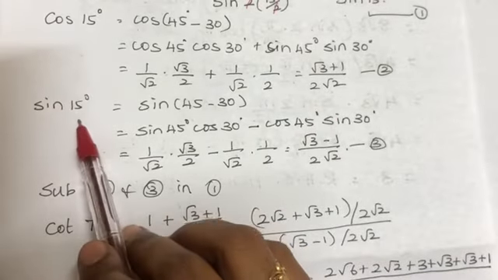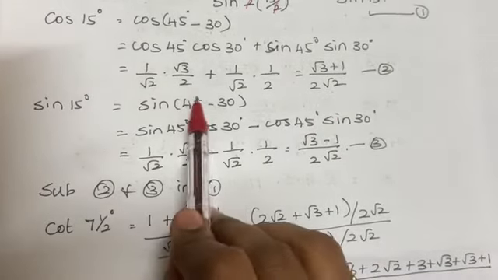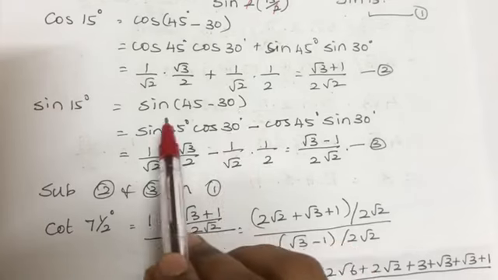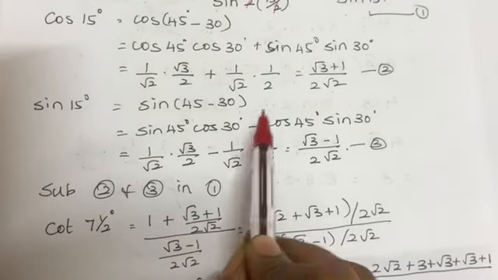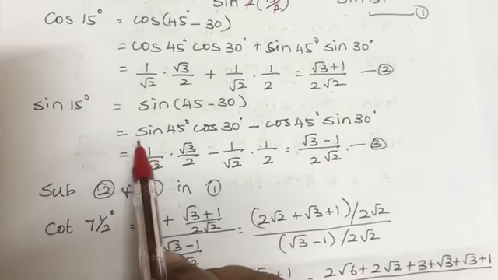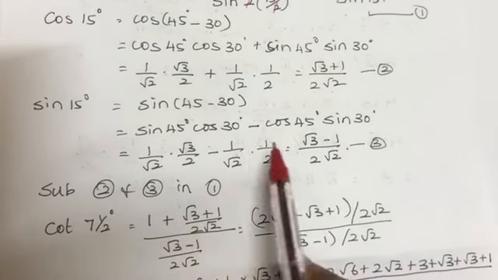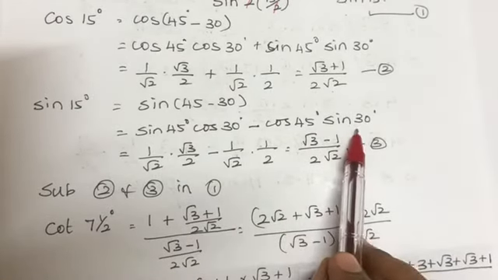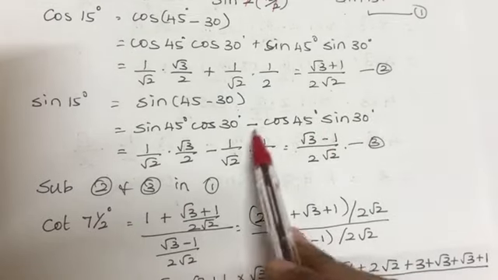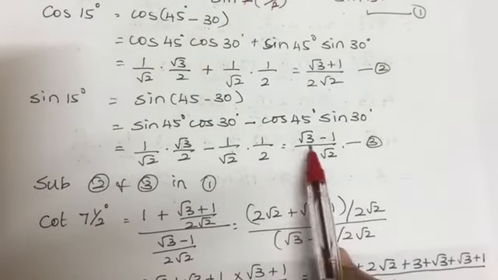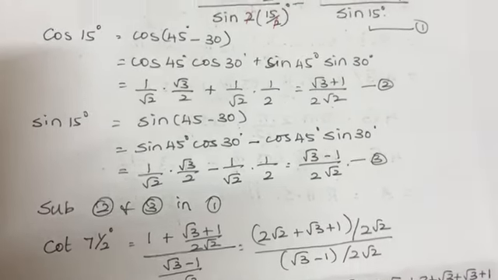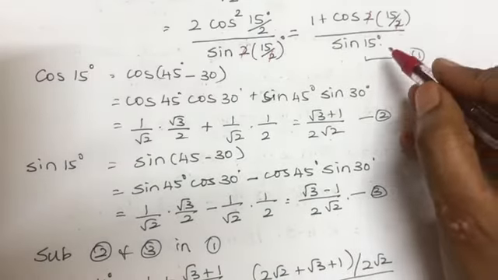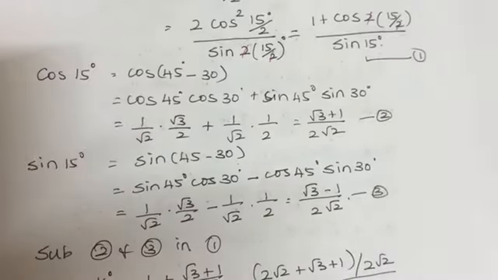Similarly, now for sin 15. So, sin(45 minus 30). What is sin(A minus B)? Sin A cos B minus cos A sin B. So, sin 45 cos 30 minus cos 45 sin 30. Substituting all the values, I get (root 3 minus 1) divided by 2 root 2. Now, we have the value of sin 15 and cos 15 and we can substitute it in 1.